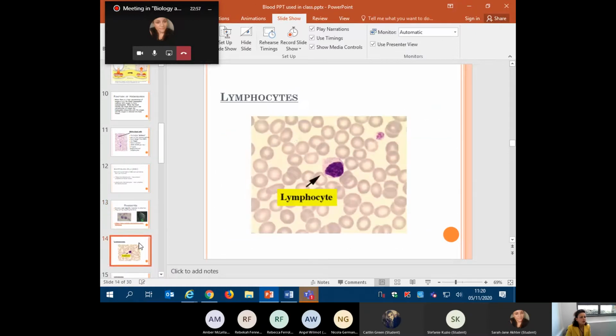Whereas lymphocytes, they are a lot more sophisticated.